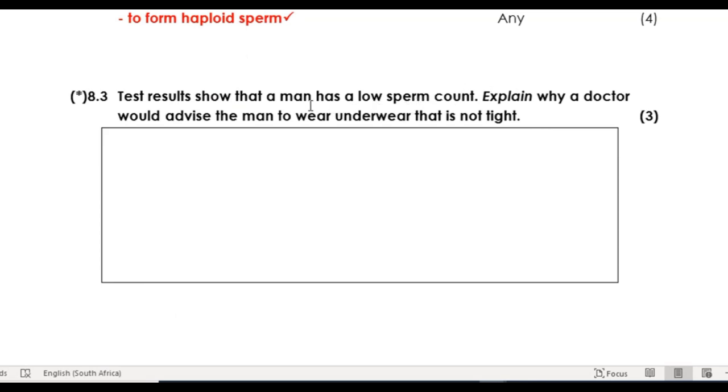Explain why a doctor would advise the man to wear underwear that is not tight. Okay, so this is a bit of a high order question, and a high order question means you have to apply what you know to an unknown context.